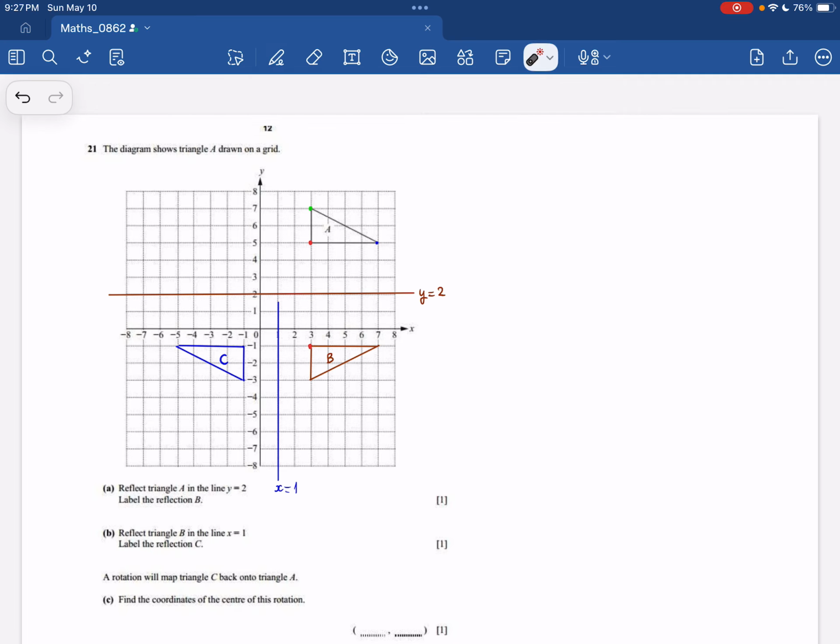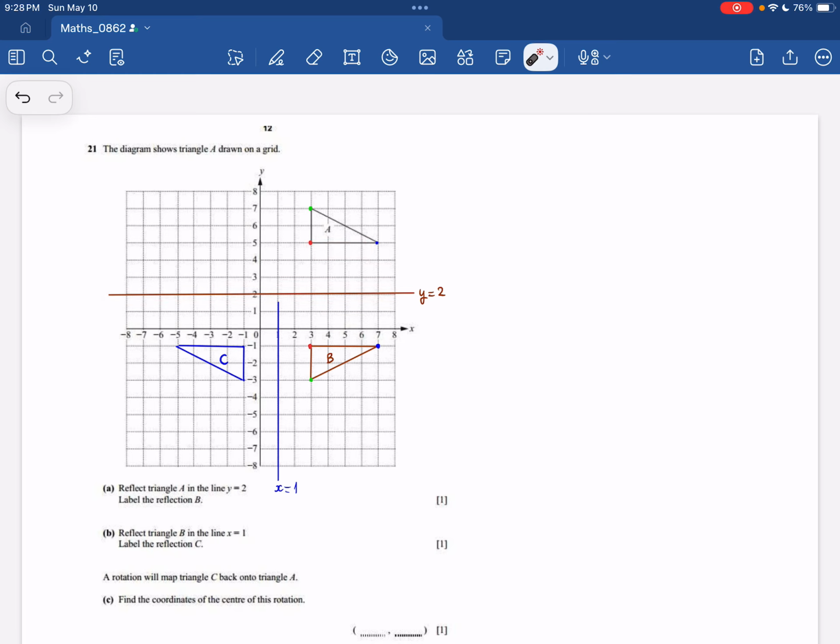Why? Because it will be the same vertical distance away from the line. So you can see 1 step, 2 steps, 3 steps down, so it's also 1, 2, 3 away from here. That's where we got this point. And then do the same thing. This one should be the blue point, and this one should be the green point. That's how we got the shape B as the reflection of triangle A through the line y equals 2.